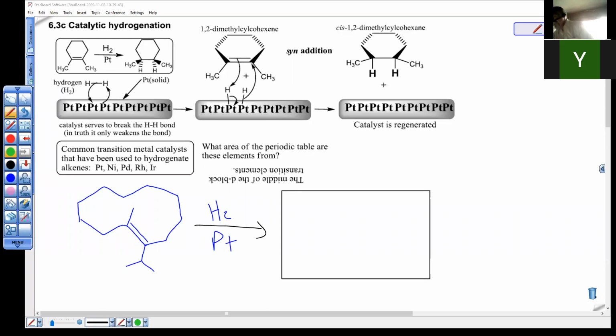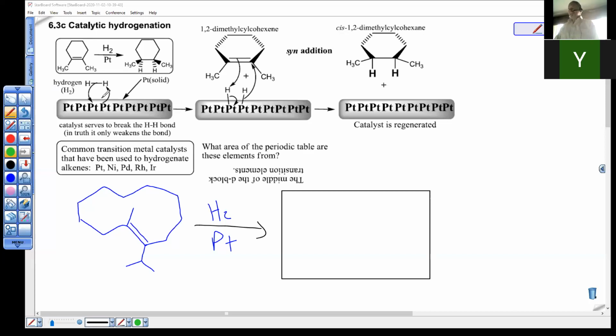Last topic in chapter 6, catalytic hydrogenation. It is what it says. We're going to use some kind of a catalyst to deliver hydrogen molecule to another molecule. And that means two H's get delivered to an alkene in chapter 6. What I have here is a piece of platinum metal, and I have hydrogen gas.